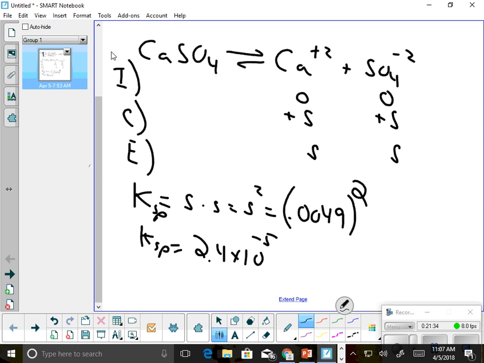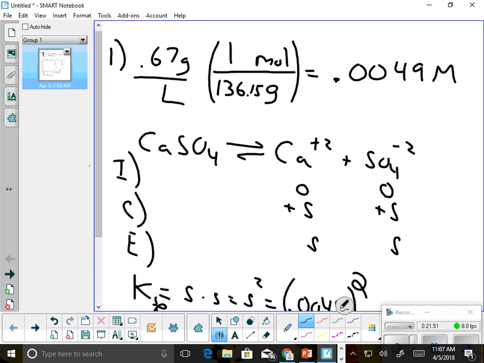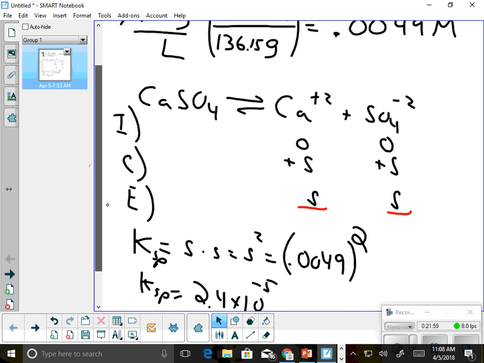So in this first question, if I gave you solubility, how many grams could be dissolved in 1 liter, you could convert that to what's called molar solubility. All I do is convert my grams into moles. And then since everything in this one was a nice 1-to-1 ratio, that molar solubility that I solved for up here is 0.0049, that was the value for my calcium ion. That was the value for my sulfate ion. So all I had to do was square it.